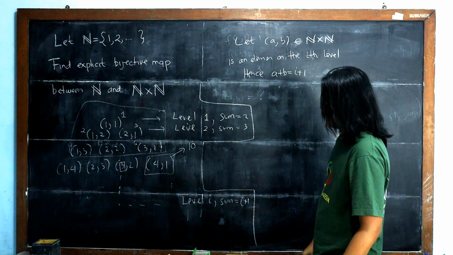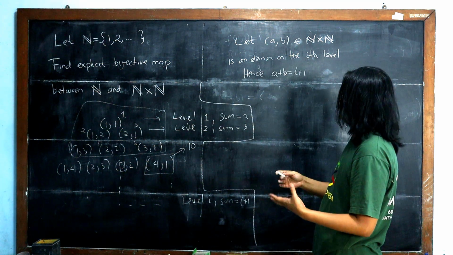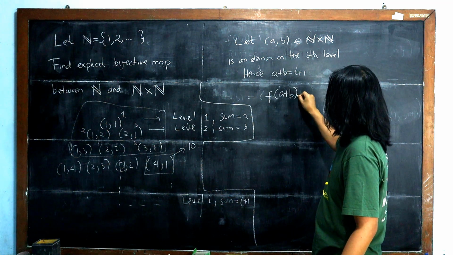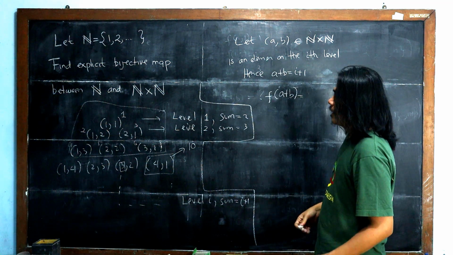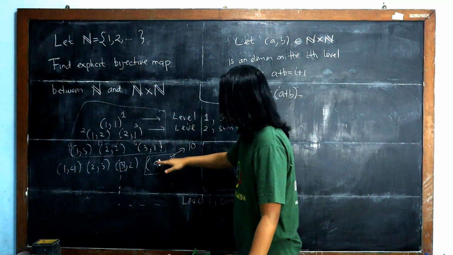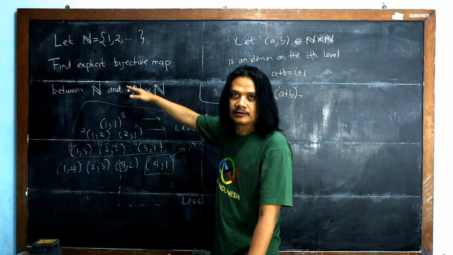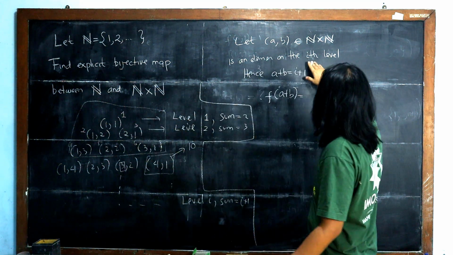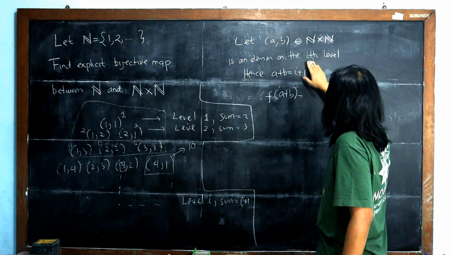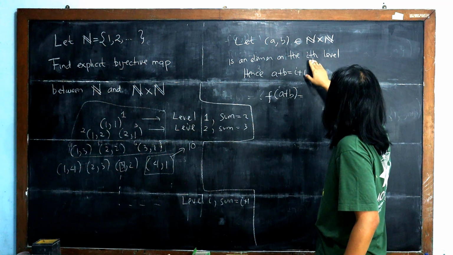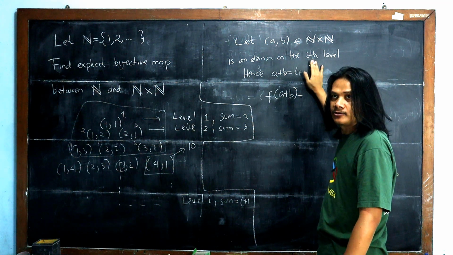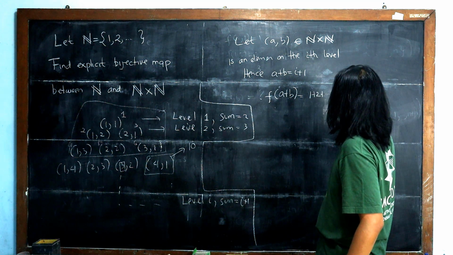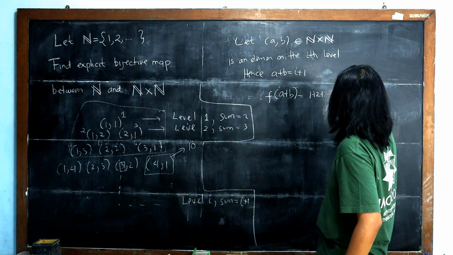So with that description in mind, we define f(a, b) as follows. First count how many elements are on the previous levels. That means all elements on levels 1 up to i minus 1. So there are 1 plus 2 plus up to i minus 1, right?